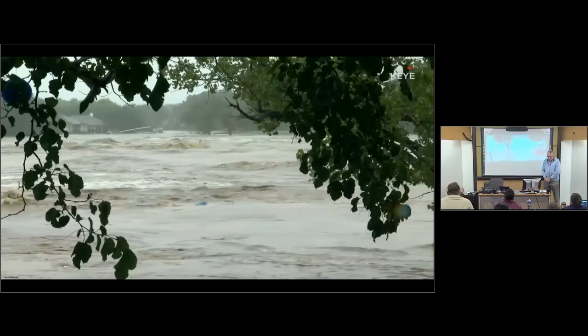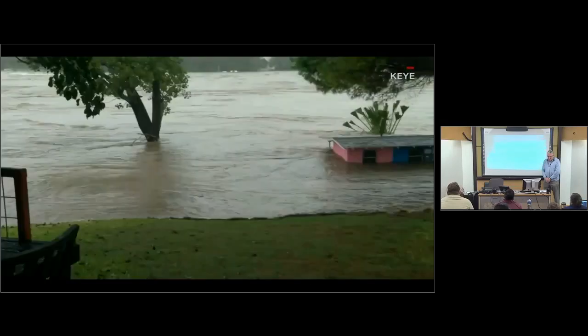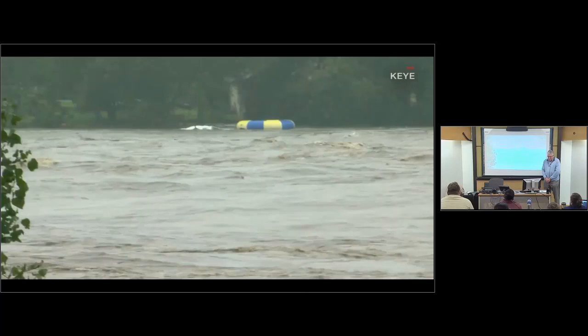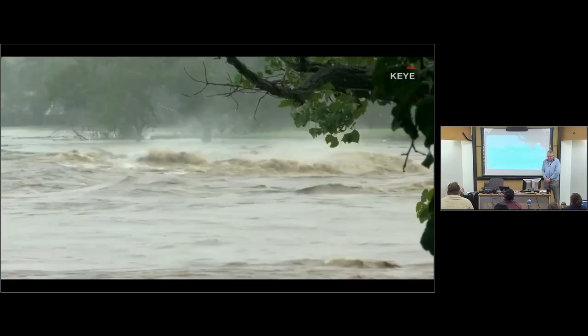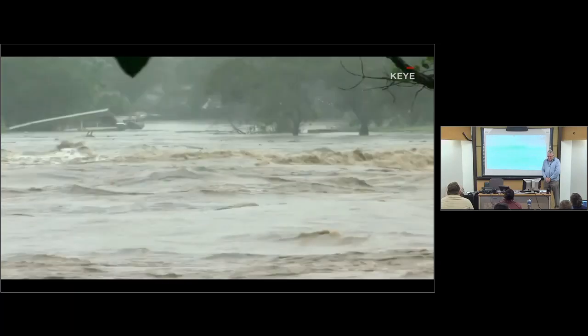So a lot of people, I'm sorry. We're seeing pieces of the bridge out here flipping. Leslie, if you can get a shot of that, the pieces of the bridge just flipping over.